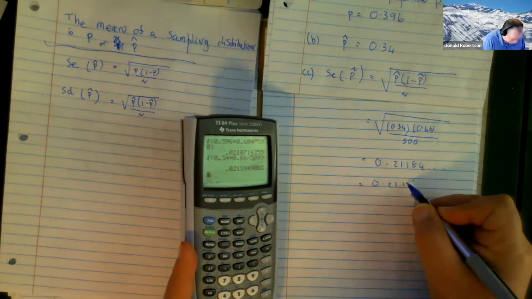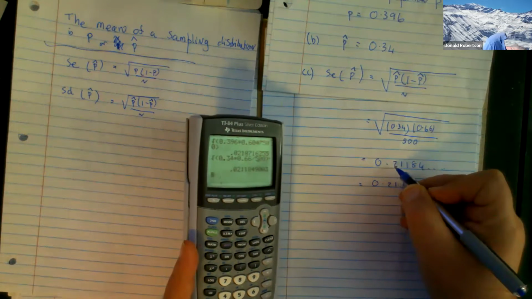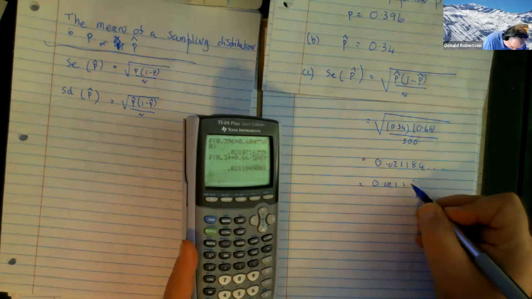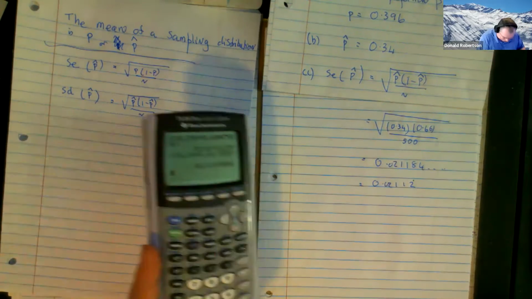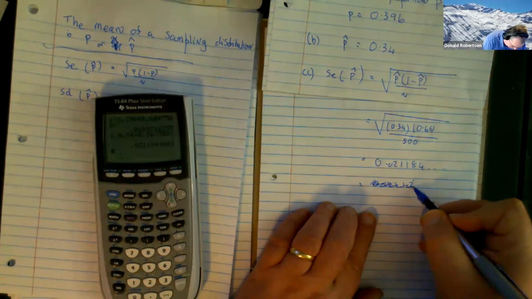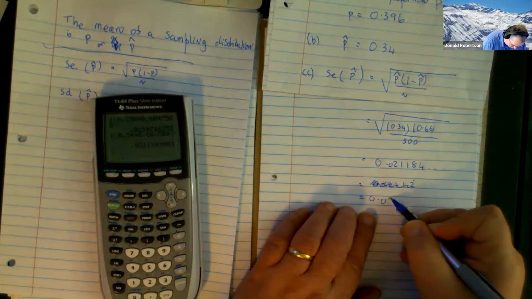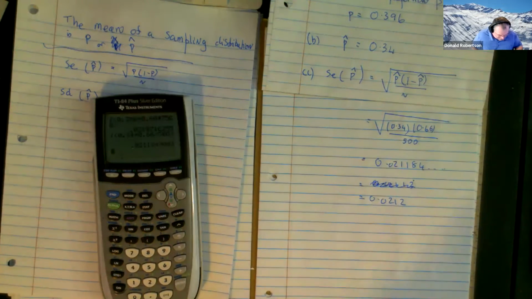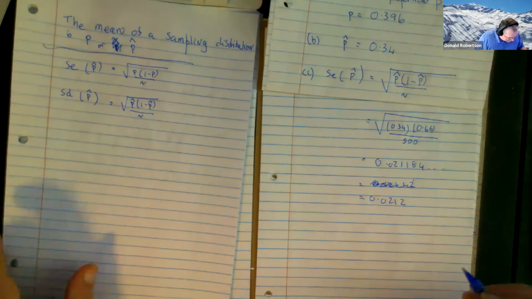Is it 3 places? 0.02112. There we go. We got it. Make that a little bit neater. 0.0212 there. So let me get this fella sorted out.